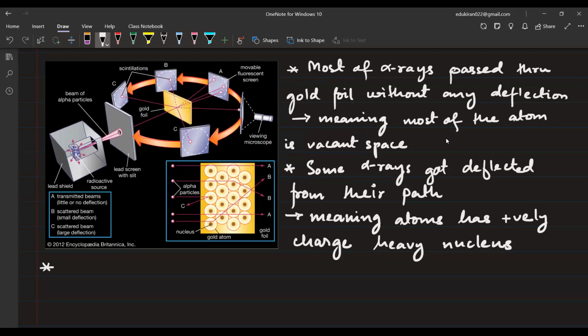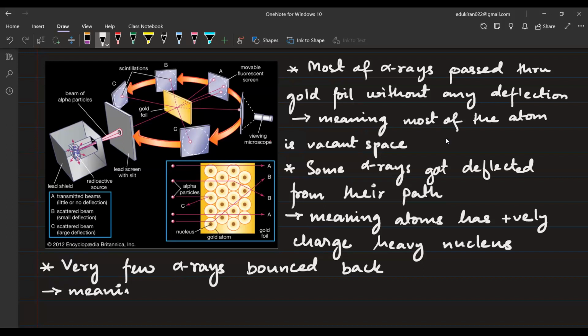Then the last point: some, I should say very few, very few alpha rays bounced back. Meaning, the nucleus of the atom is very dense.